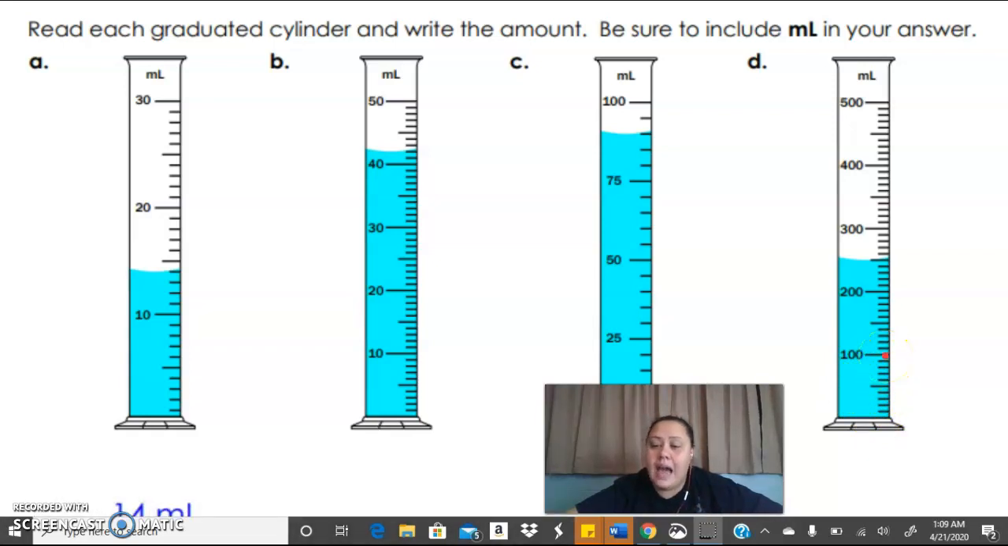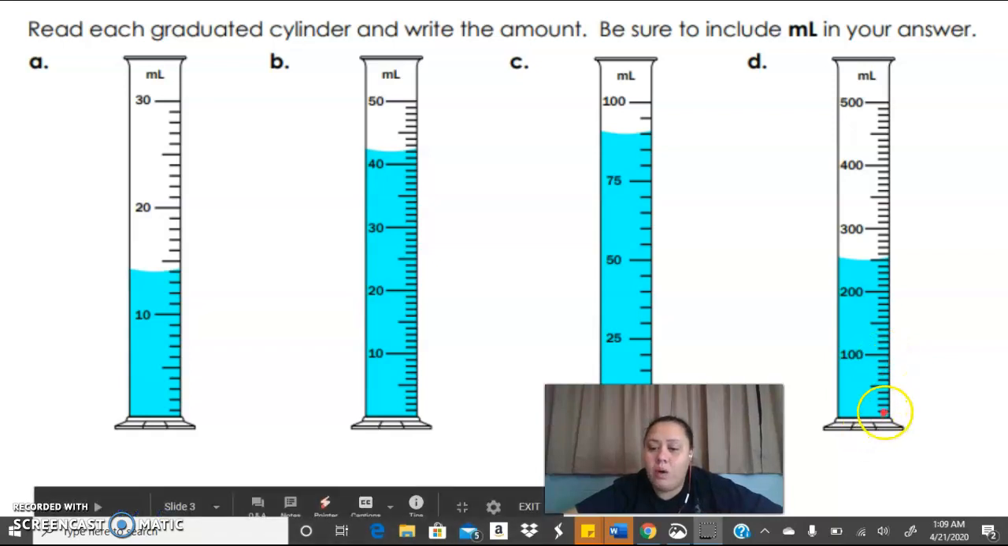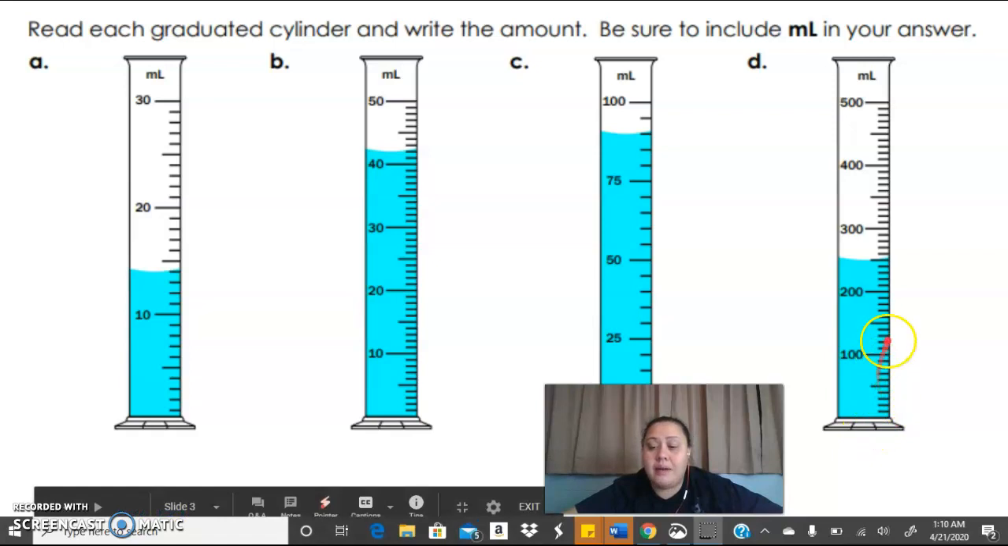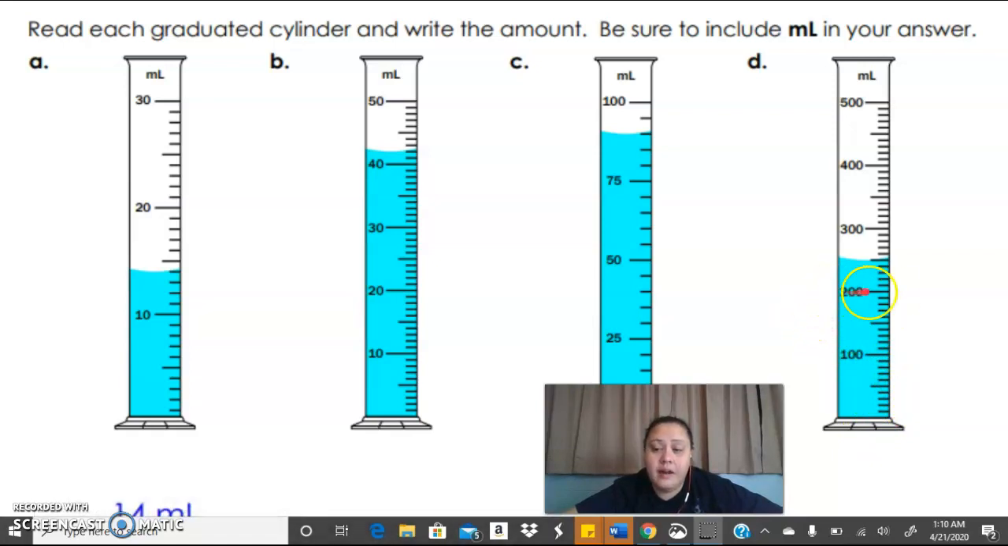Check your work, count it. Will it make sense? If we say 1, 2, 3, 4, 5, 6, 7, 8, 9, how did it get from 9 to 100? That doesn't make any sense. So now we know these are counting by tens. So the closest one we have here is 200. We're going to go 210, 220, 230, 240, and 250 milliliters.